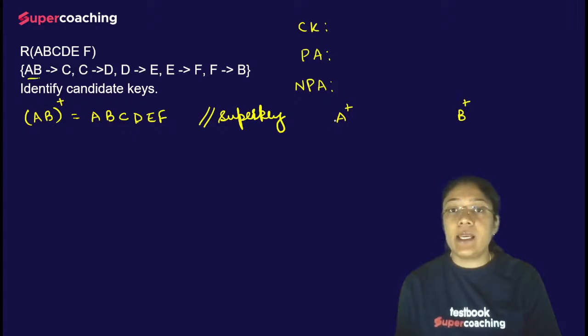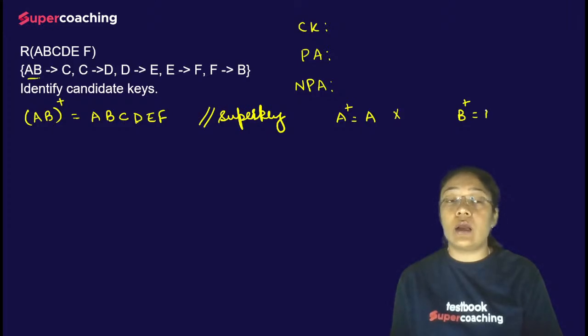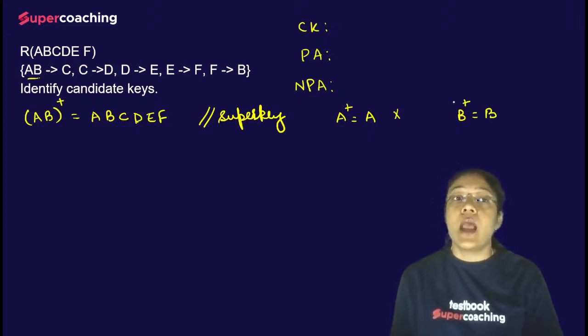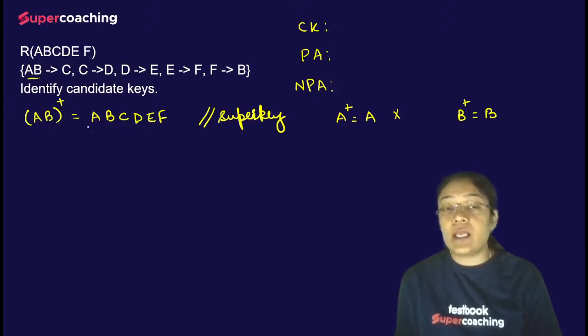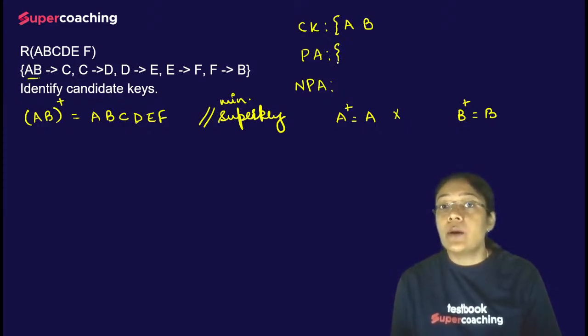So I'm finding A closure. A will be determining itself, खुद को determine करेगा, अकेला A और किसी को determine नहीं कर रहे, so this is not possible. This cannot be a candidate key. Let's try with B closure. B alone will be determining itself, and that's it, right? So this means that no proper subset of AB is determining all attributes of relation. So this is the minimal super key, or you can call this a candidate key. So we have got AB as the candidate key. Key attributes are A and B.